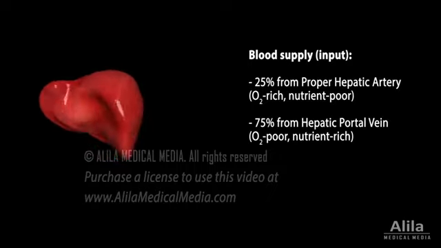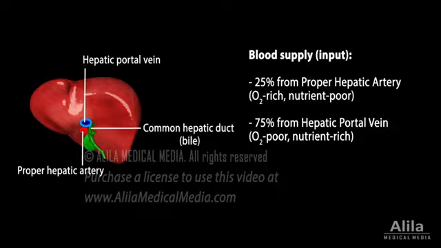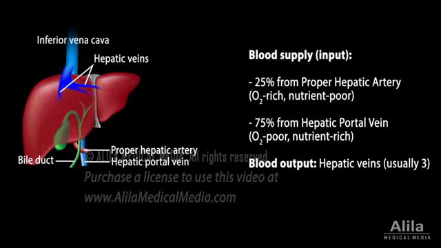These 2 vessels enter the liver via an opening in its inferior surface, which also serves as the exit point for the common hepatic duct carrying bile. Blood leaves the liver in hepatic veins at its superior surface and immediately drains into the inferior vena cava.